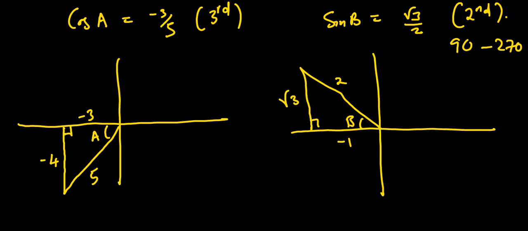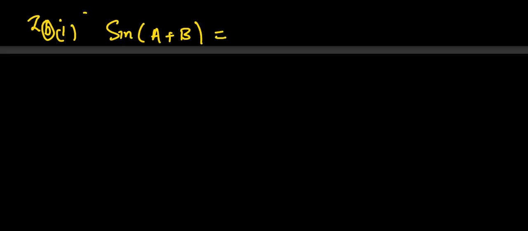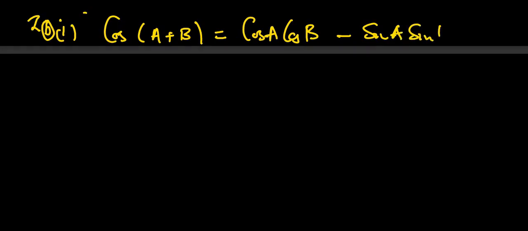Then the first question they're asking is sin A. So they want us to get, sorry, they're asking for cos. So number 2b, part 1, they're asking for cos of A plus B. Sorry, it's cos. Don't want to keep on making this mistake. This is going to be cos A cos B minus sin A sin B.